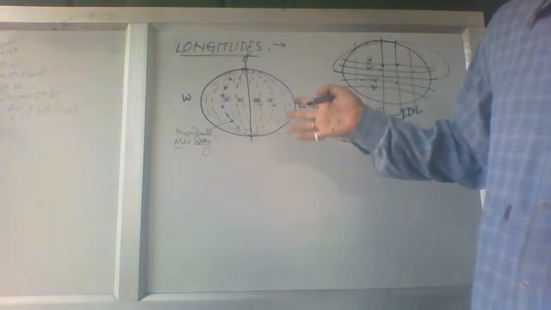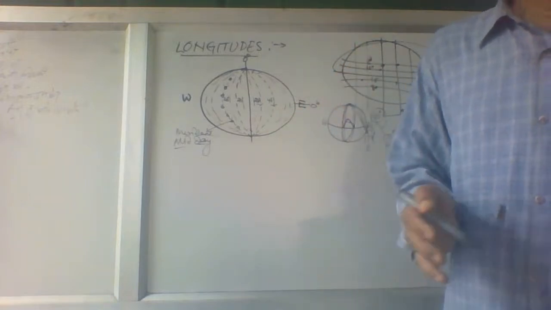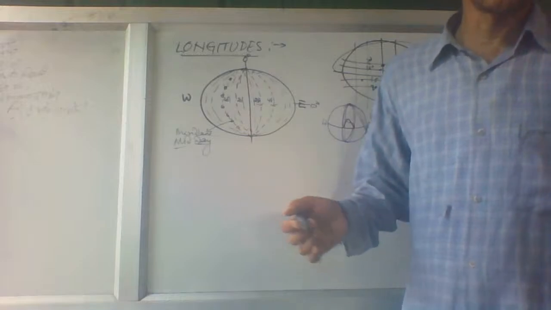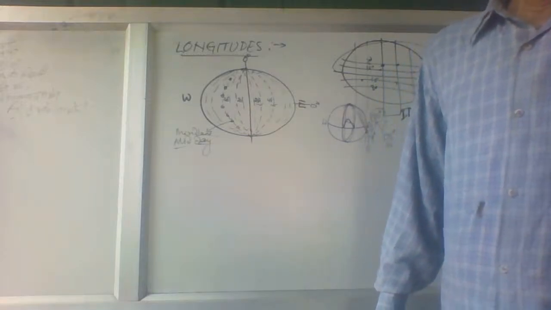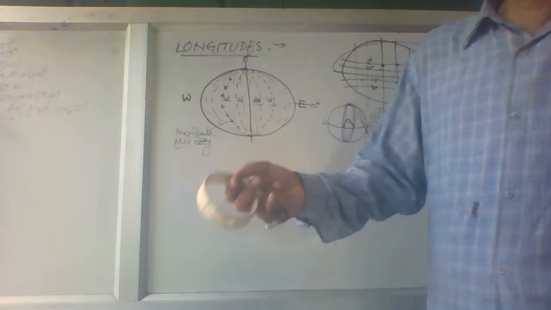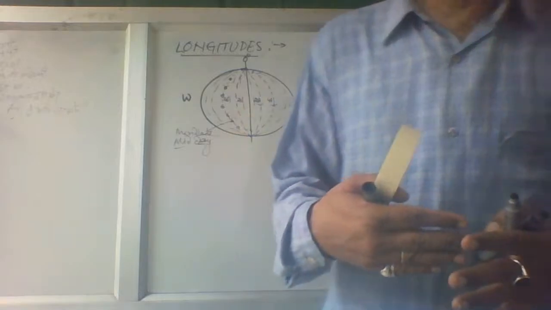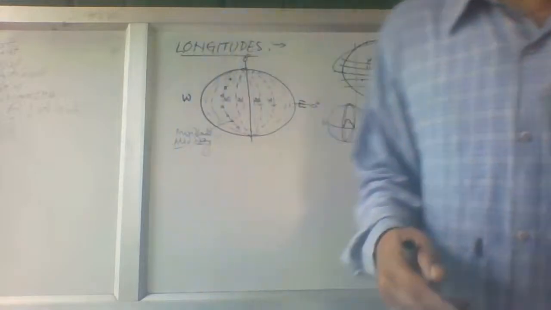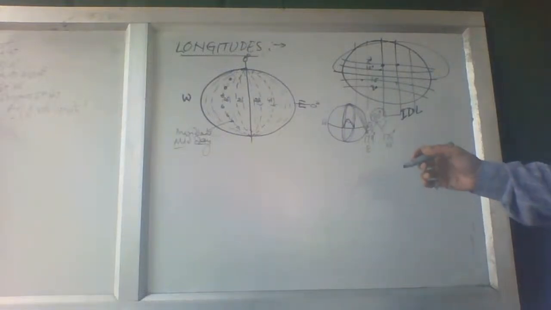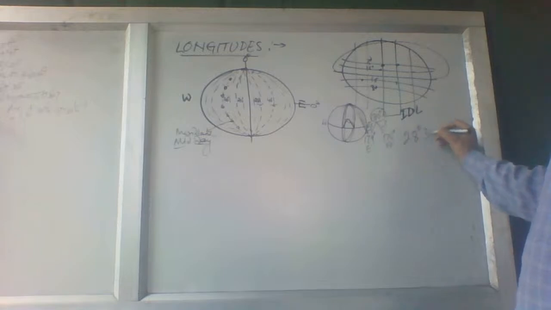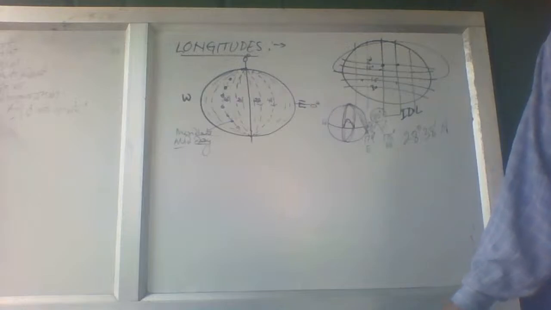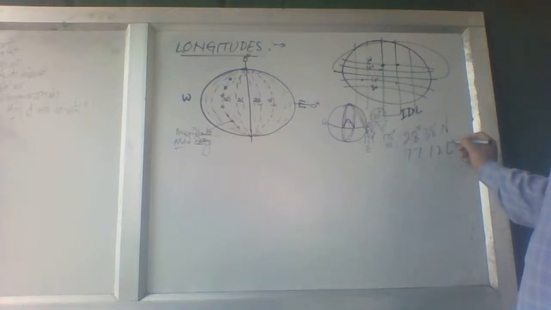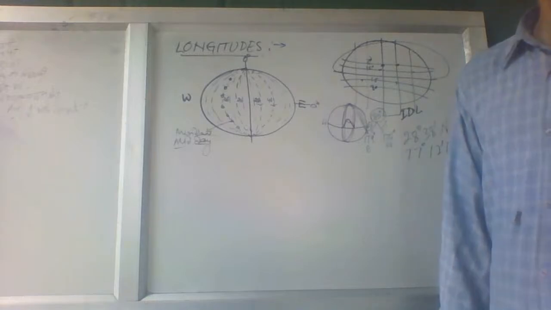It is not possible to fix the exact location of a certain place on the globe with latitude alone. For example, Delhi is at 28 degrees 39 minutes latitude, but the exact position of Delhi cannot be fixed by it. Whereas 77 degrees 12 minutes east longitude intersects with the position at 28 degrees 38 minutes north, and hence the exact location of Delhi on the globe can be found out: 28 degrees 38 minutes north, and the second is 77 degrees 12 minutes east. This is the exact location.